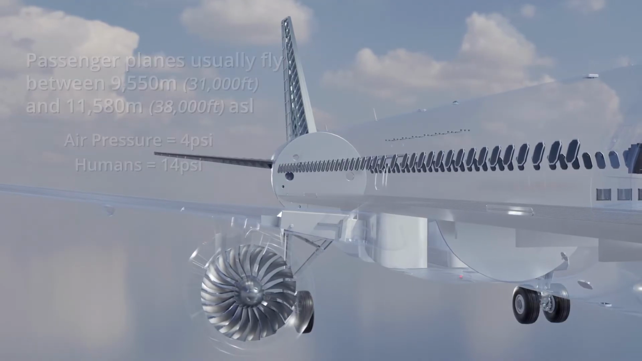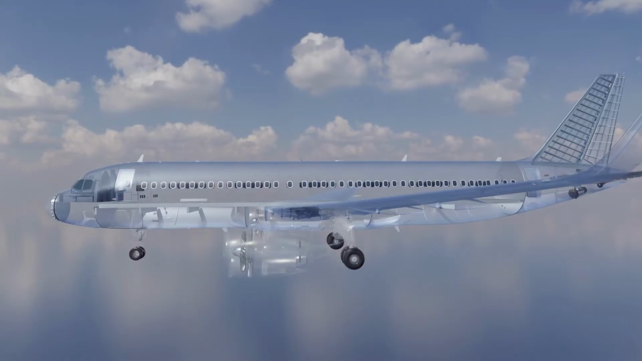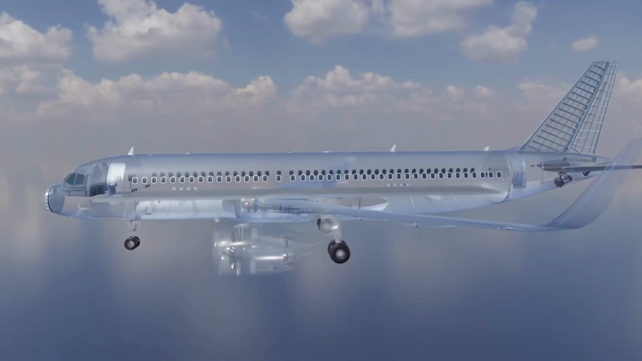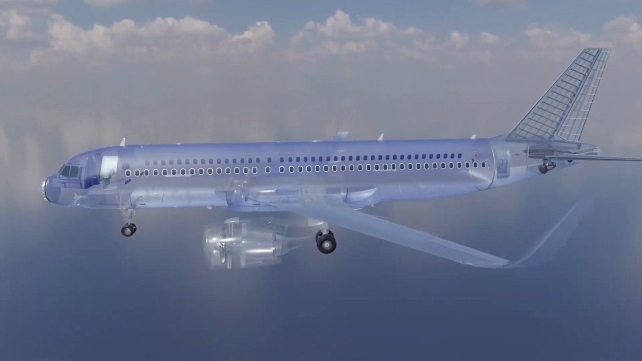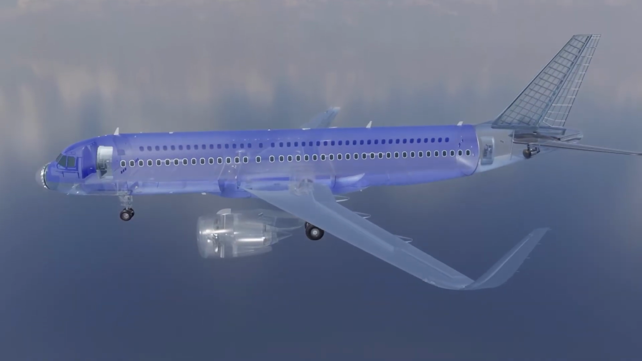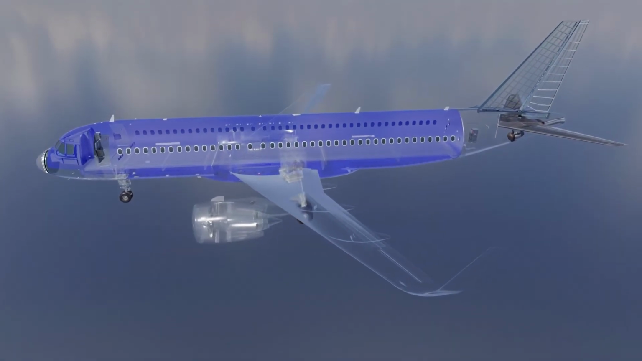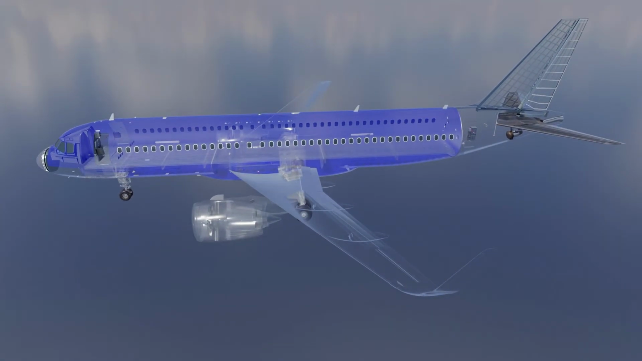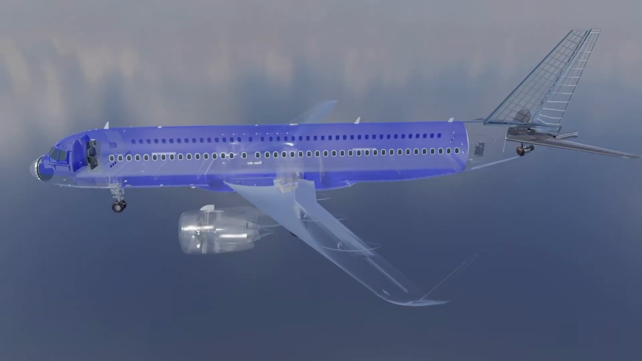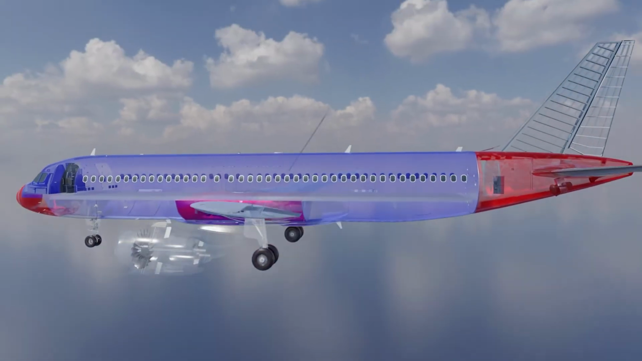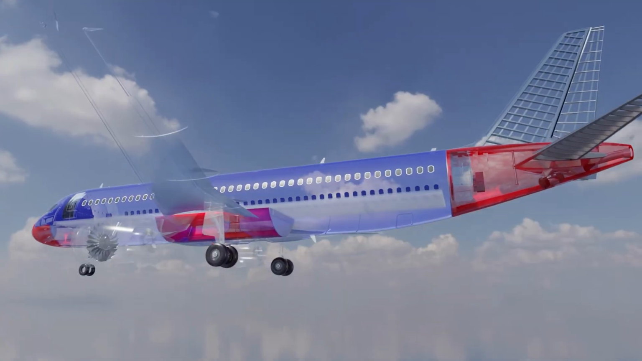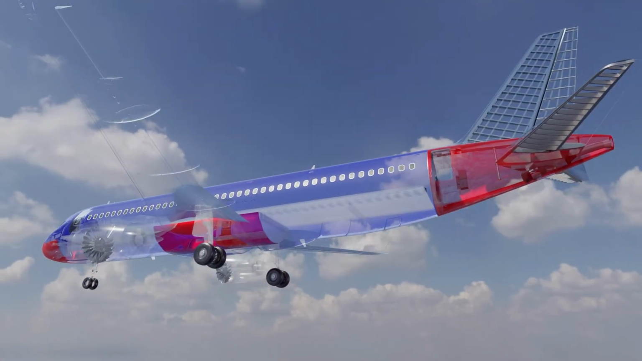For that reason, most areas of the aircraft are pressurized during a flight. These areas include the flight deck and passenger areas, equipment bays, and cargo compartments. The radome, landing gear bays, the center wing box, and the tail cone are not pressurized.